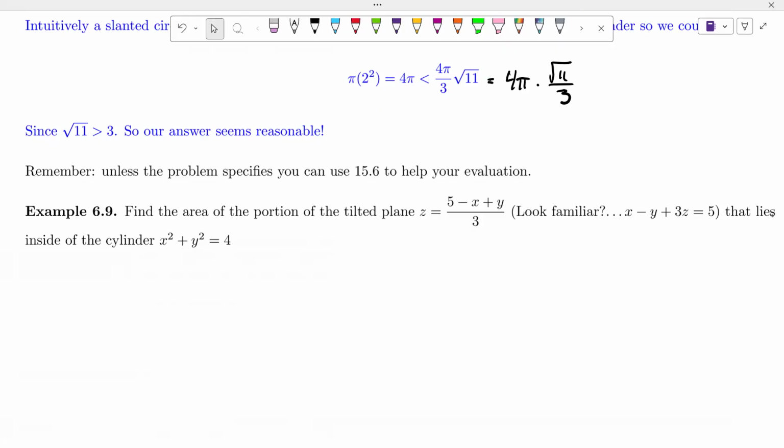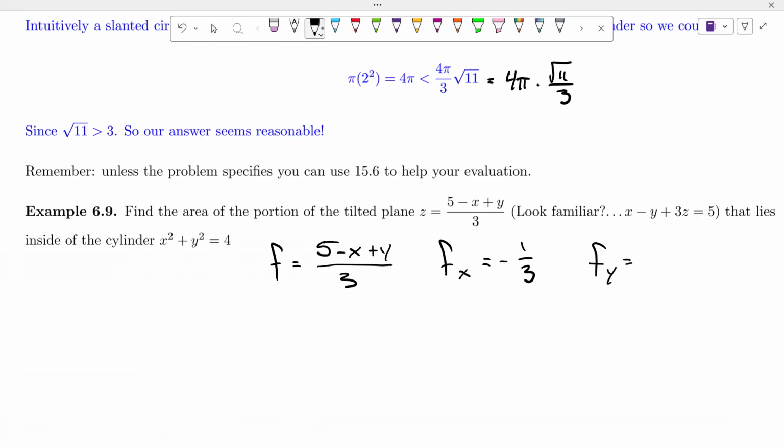We know it's 5 minus x plus y over 3, or z equals that. So we can use that as our function, f. Right? It's 5 minus x plus y over 3. So then f partial x is negative 1/3, and f partial y is positive 1/3.